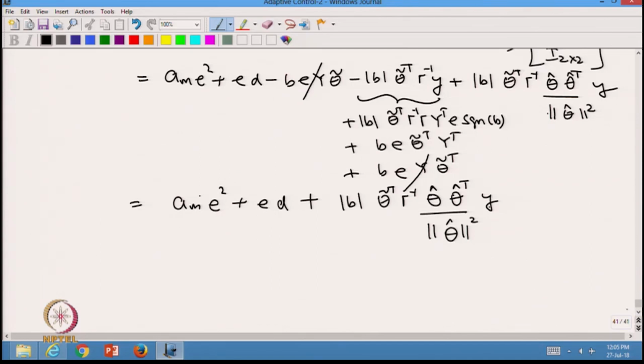Okay, so let's manipulate this slightly. Of course, the first two terms are familiar. We had obtained these terms in the unmodified case as well. We need to somehow make sure that this third term, which comes as a result of the projection modification, is either negative or 0. So we would like this term to be less than or equal to 0, so that the stability is preserved.